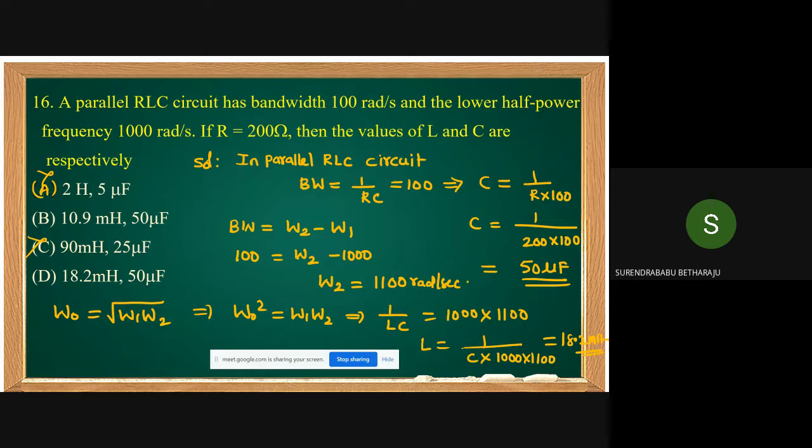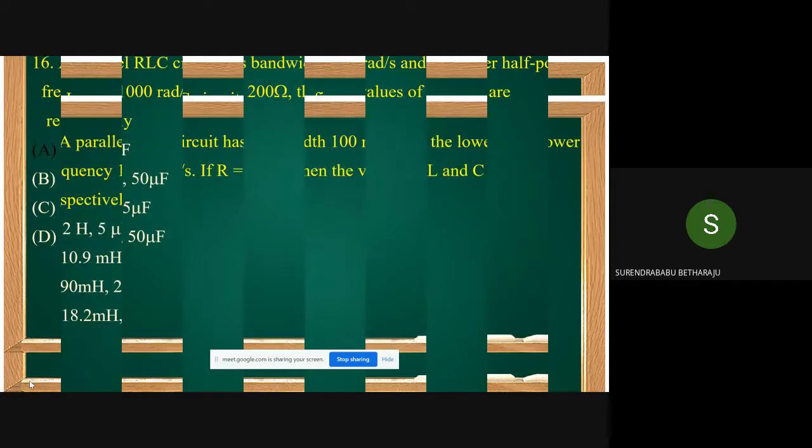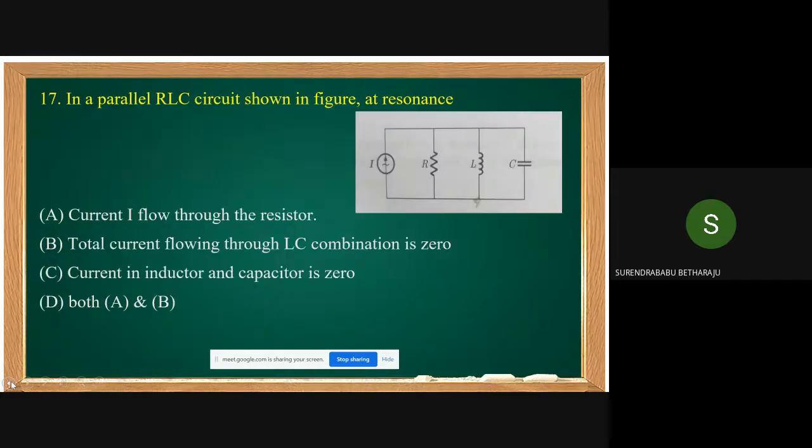Then which option is correct? Option D is correct, 18.2 milli. Most of the questions with respect to resonance are formula based only. Even yesterday I explained 2 questions asked in GATE 2022. Those are also direct formula based questions. Yes, this is a simple question.